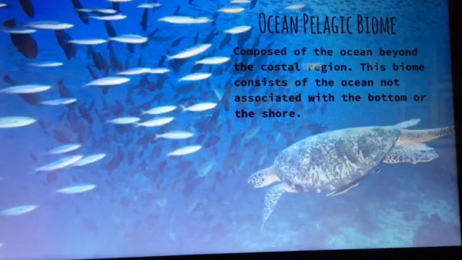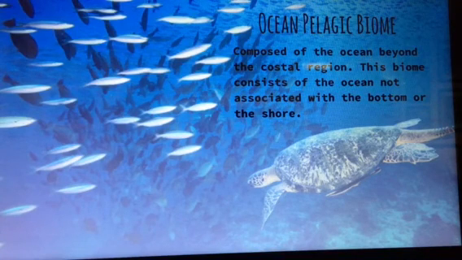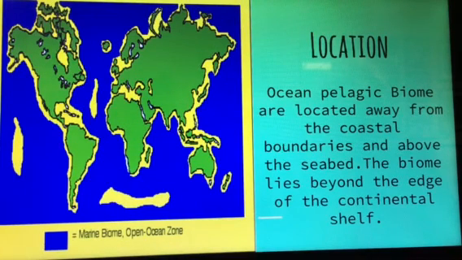The ocean pelagic biome is also known as the open ocean zone. This biome consists of the oceans beyond the coastal region. The waters in this biome are purely salt water. Ocean pelagic biome is located above the seabed, away from coastal boundaries. Since water covers 70% of the Earth's surface, and oceans being a large contributor, the biome can be found anywhere there are not masses of land.